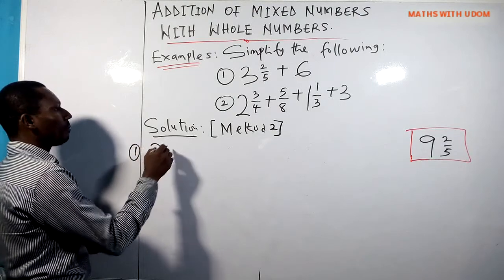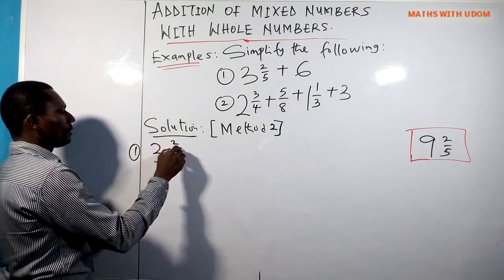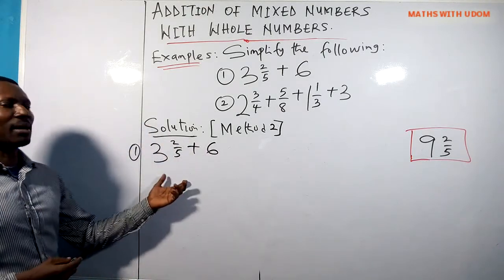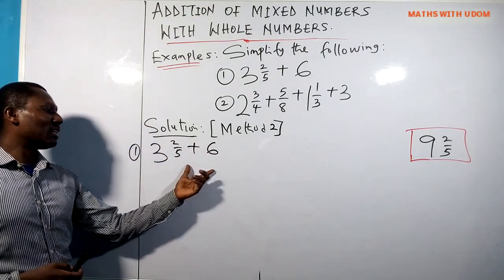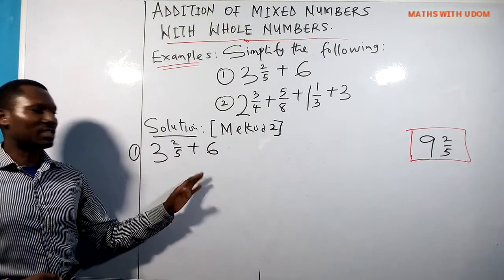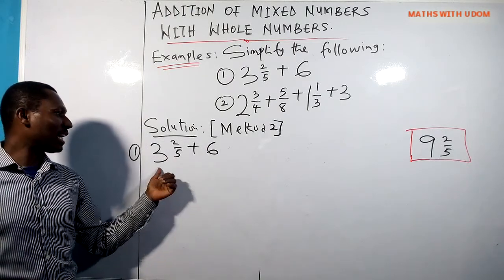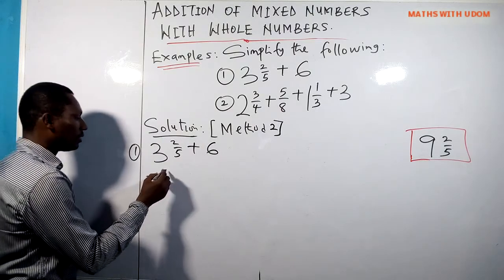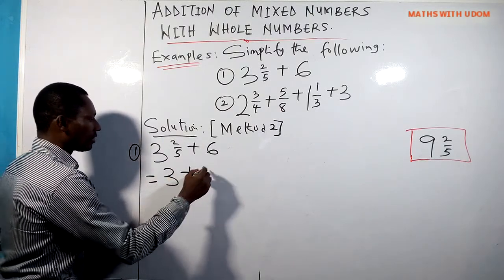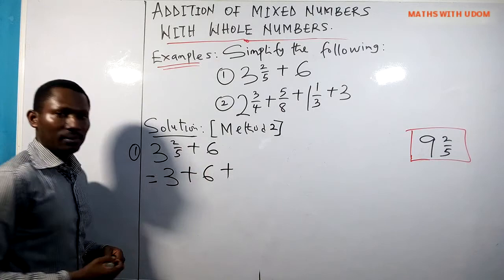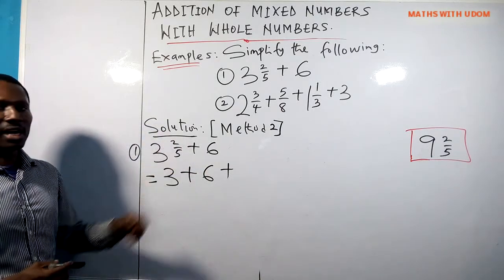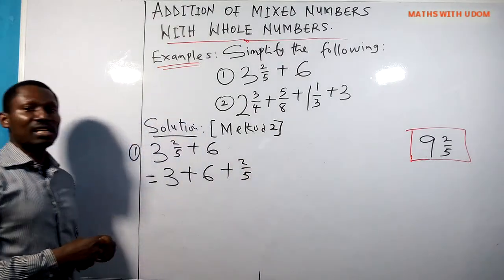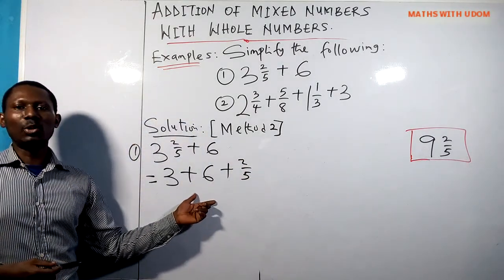So we have 3 whole number 2 over 5 plus 6. So this time around, we are going to separate the whole part from the fractional part. So 3 and 6, they are the whole part. So we bring them together. So we have 3 plus 6. Then the fractional part is 2 over 5. So the next thing to do is to add the whole parts together.